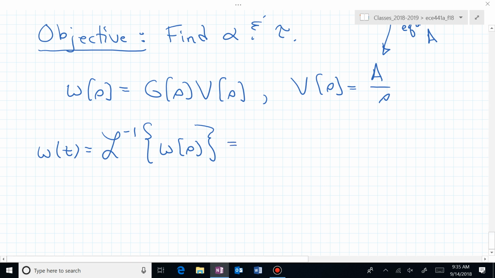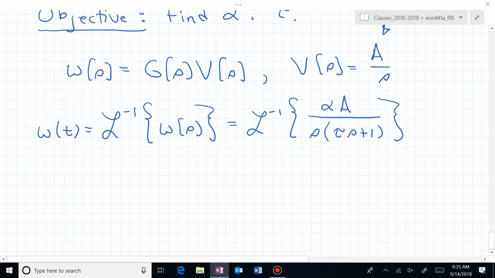So now we have the inverse Laplace transform of alpha A over s(tau s plus 1), just plugging in G of s and A of s. And here we've parameterized that G of s to be in time constant form, that's the alpha over tau s plus 1, and the input, V of s, is the capital A over s.